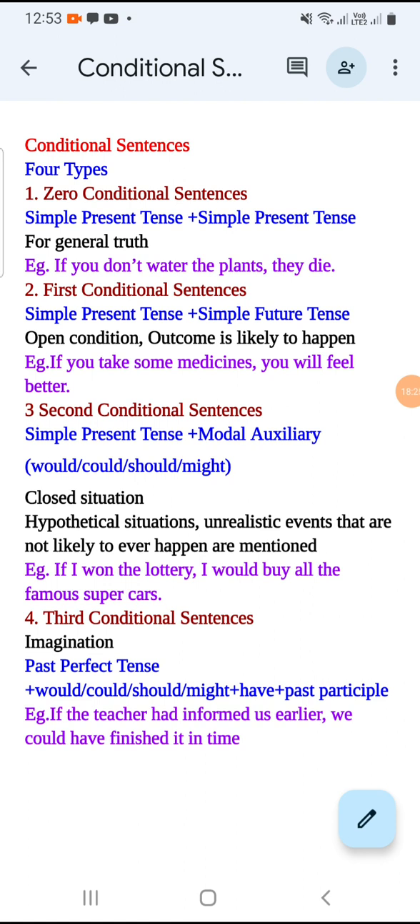That is just building castles in the air. So when we make such castles in the air, then we use such kinds of sentences.